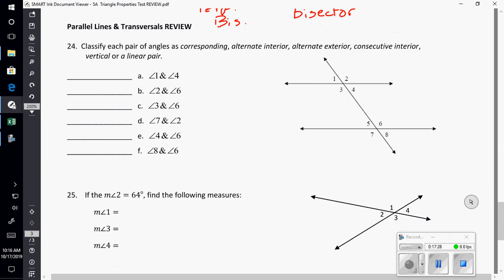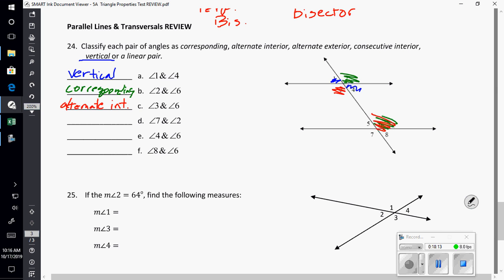Go through a little bit of a review. Angle 1 and angle 4, those are vertical angles. Angle 2 and angle 6, those are both in the upper right, so those are corresponding. Angle 3 and angle 6, those are opposite sides of the transversal but on the interior, so they are alternate interior.